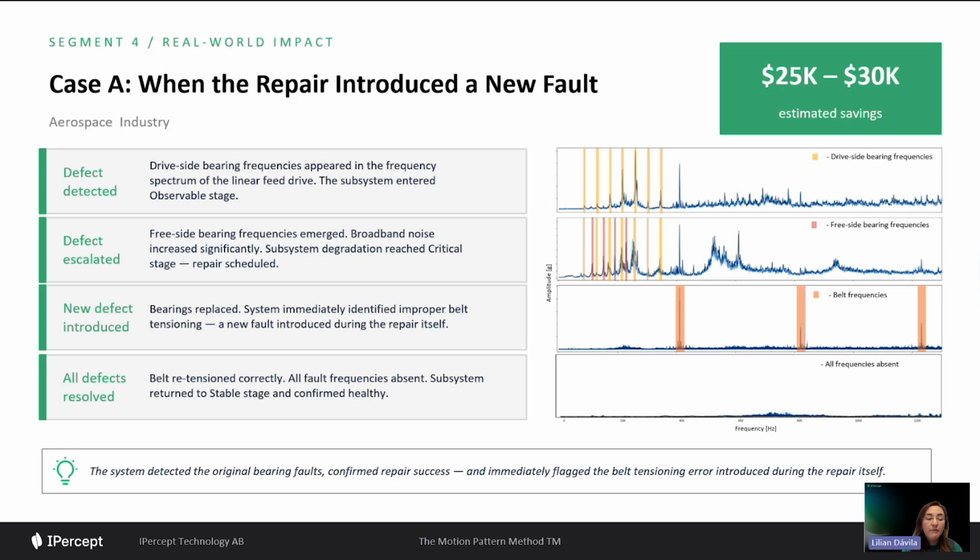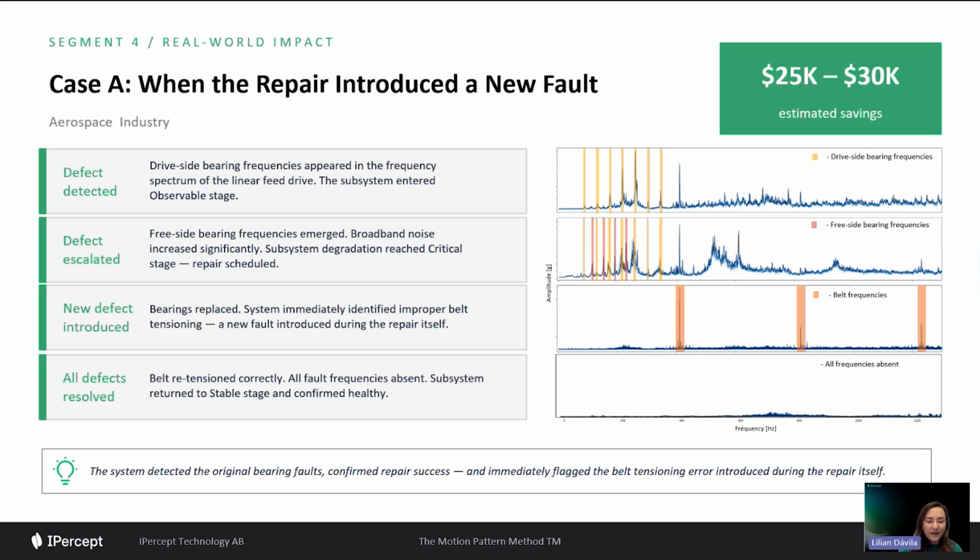So in phase 1, we have the subsystem at an observable stage. There are certain drive side bearing frequencies that have appeared, which means that there's a defect identified in this component. It was flagged and the maintenance team started planning for an intervention. Then we have phase 2. We now see that the free side bearing frequencies also come up in the spectrum. And more than that, we have a richer and higher noise floor throughout the entire spectrum. This is really a sign of a critical stage. The repair was scheduled and carried out immediately.